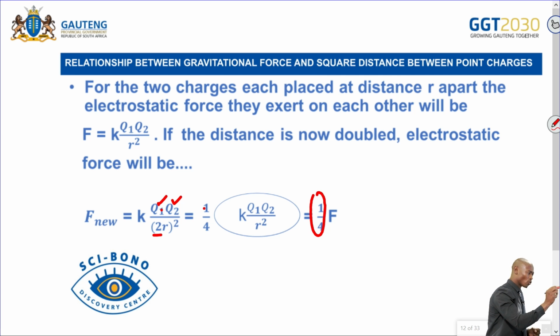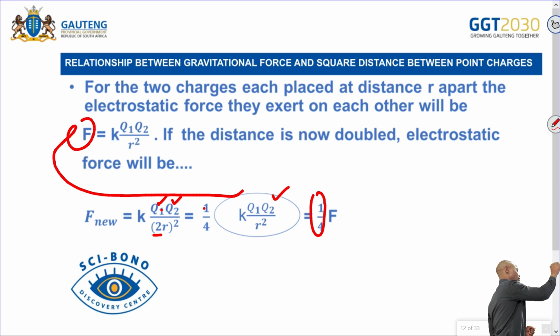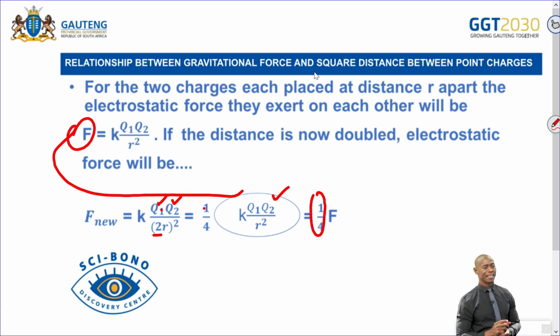What is K Q1 Q2 over R squared? K Q1 Q2 over R squared is F. That is why the magnitude of the new force is going to be 1 over 4 F, which is the original force, right? So that is the mathematical relationship between the electrostatic force and the square distance between them.